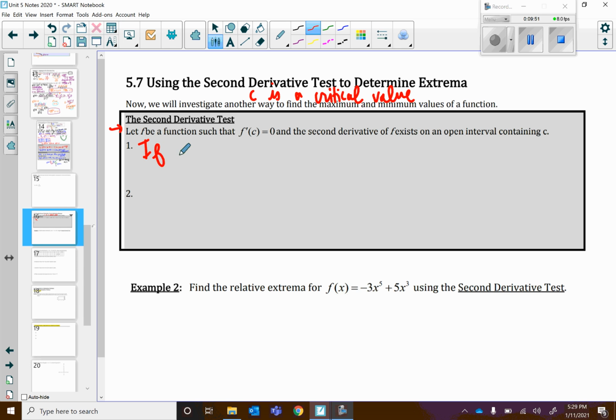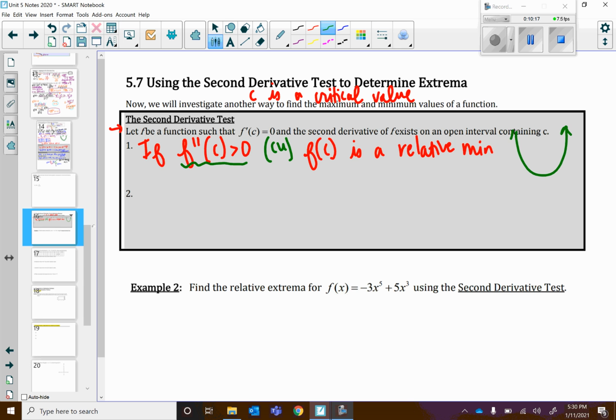If the second derivative at c is greater than 0, remember that means that our function is concave up, then I would say f of c is a relative minimum. How do I know that? Again, the second derivative is positive. That means our function is concave up. And if we already knew c has a slope of a tangent line of 0, then of course this needs to be a minimum.